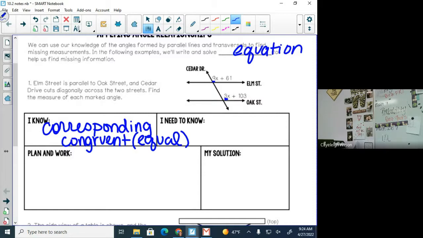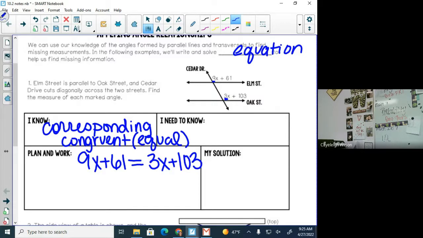Now, since I know that these are corresponding, I know that these angles are equal. Therefore, I can make each of those expressions equal. So that 9x plus 61 is going to be equal to that 3x plus 103. Because it tells me if they're corresponding, they're congruent, they're equal angles, they're equal measures. So that's what gets me my equation there.